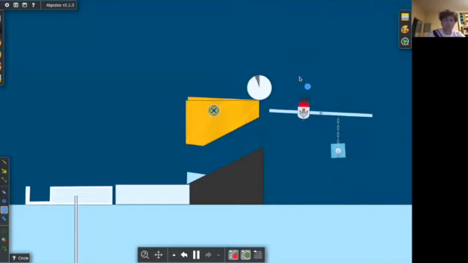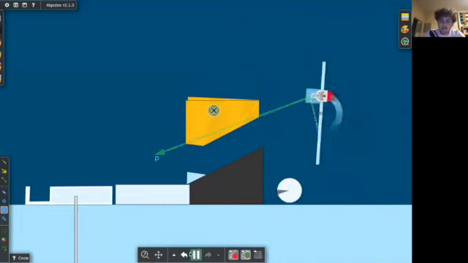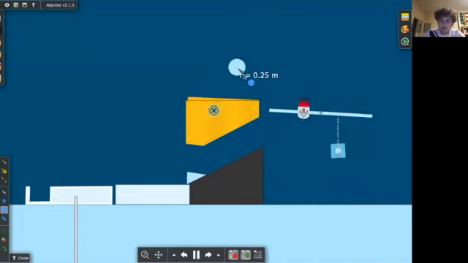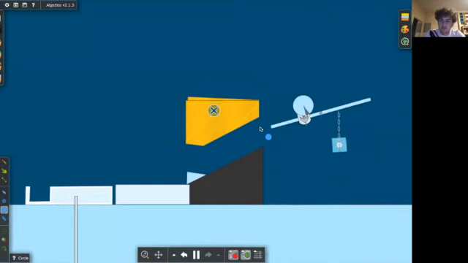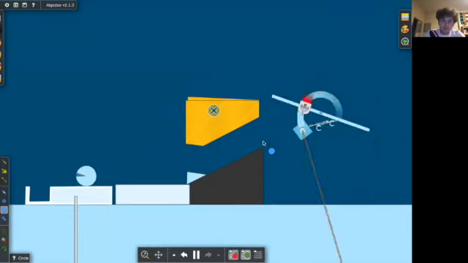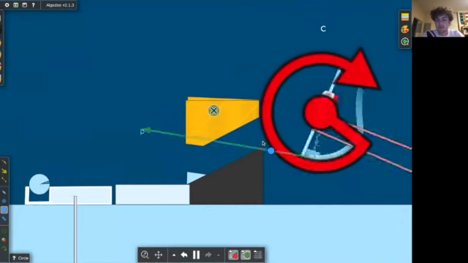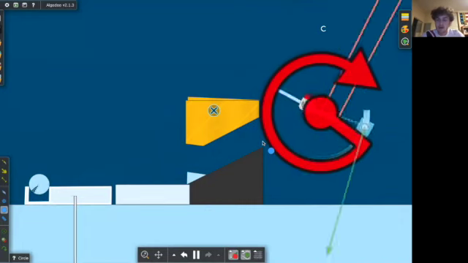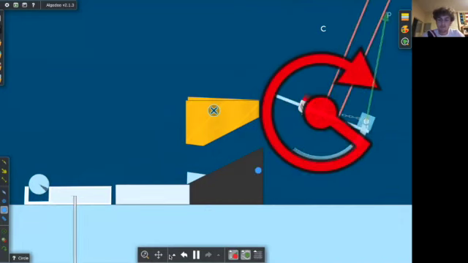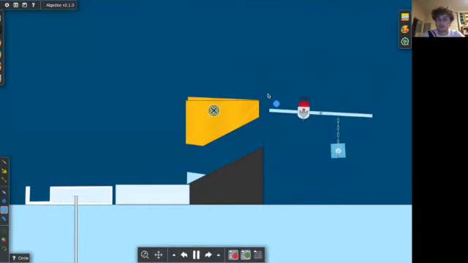After it leaves the rod and enters the slope right here, the ball again will now have gravitational potential energy, kinetic energy from rotation, and linear kinetic energy.